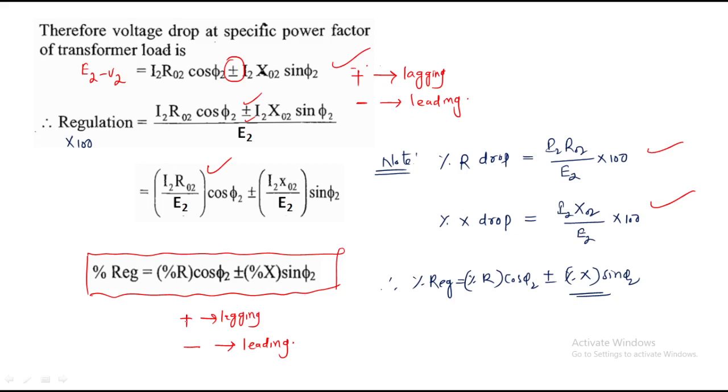For plus, this drop plus this drop, obviously we are going to get maximum voltage regulation under lagging. But coming to leading, this drop minus this drop, obviously we can even get zero regulation. If this drop equals this drop, we get zero regulation. That's why we can write minimum voltage regulation in this leading power factor. Always we are going to get minimum voltage regulation as well as zero regulation.